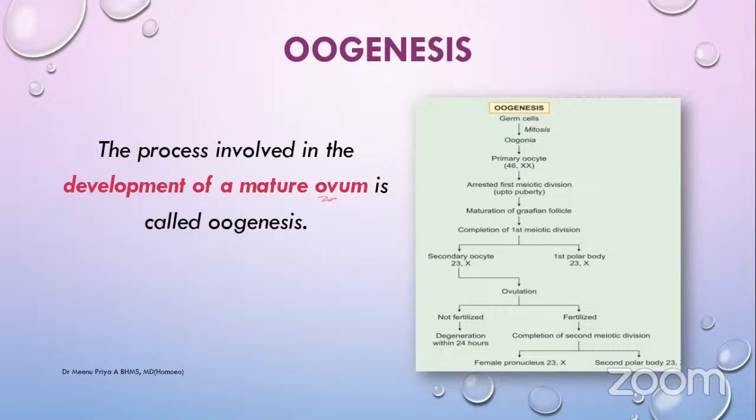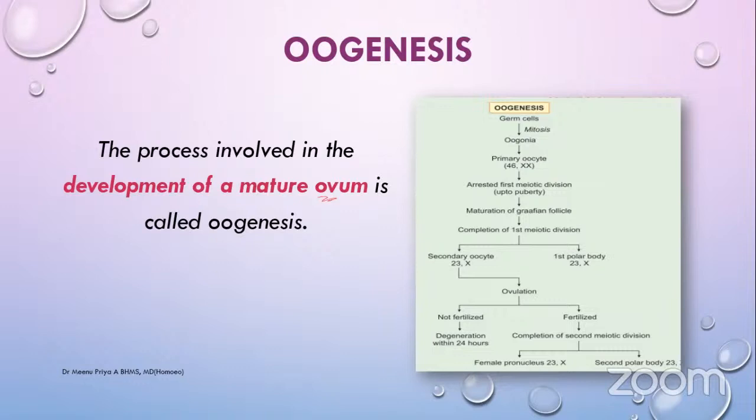And until what period is it arrested? In the first meiotic division, it is up to puberty. Only after puberty it is again divided. So after puberty, there is maturation of Graafian follicle, and after maturation, there is completion of first meiotic division. So always remember, secondary oocyte is formed only after maturation of Graafian follicle. Only after the first meiotic division, secondary oocyte is formed.